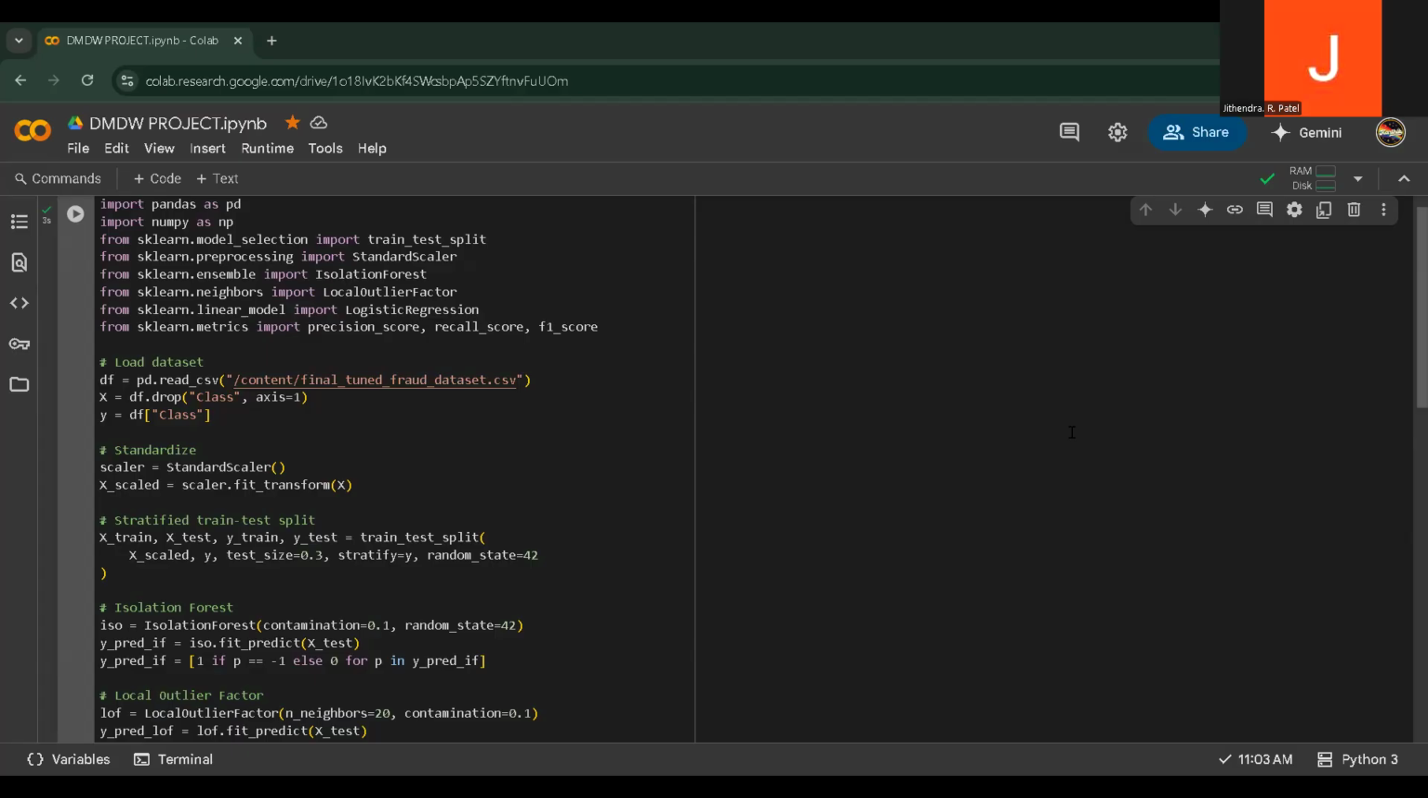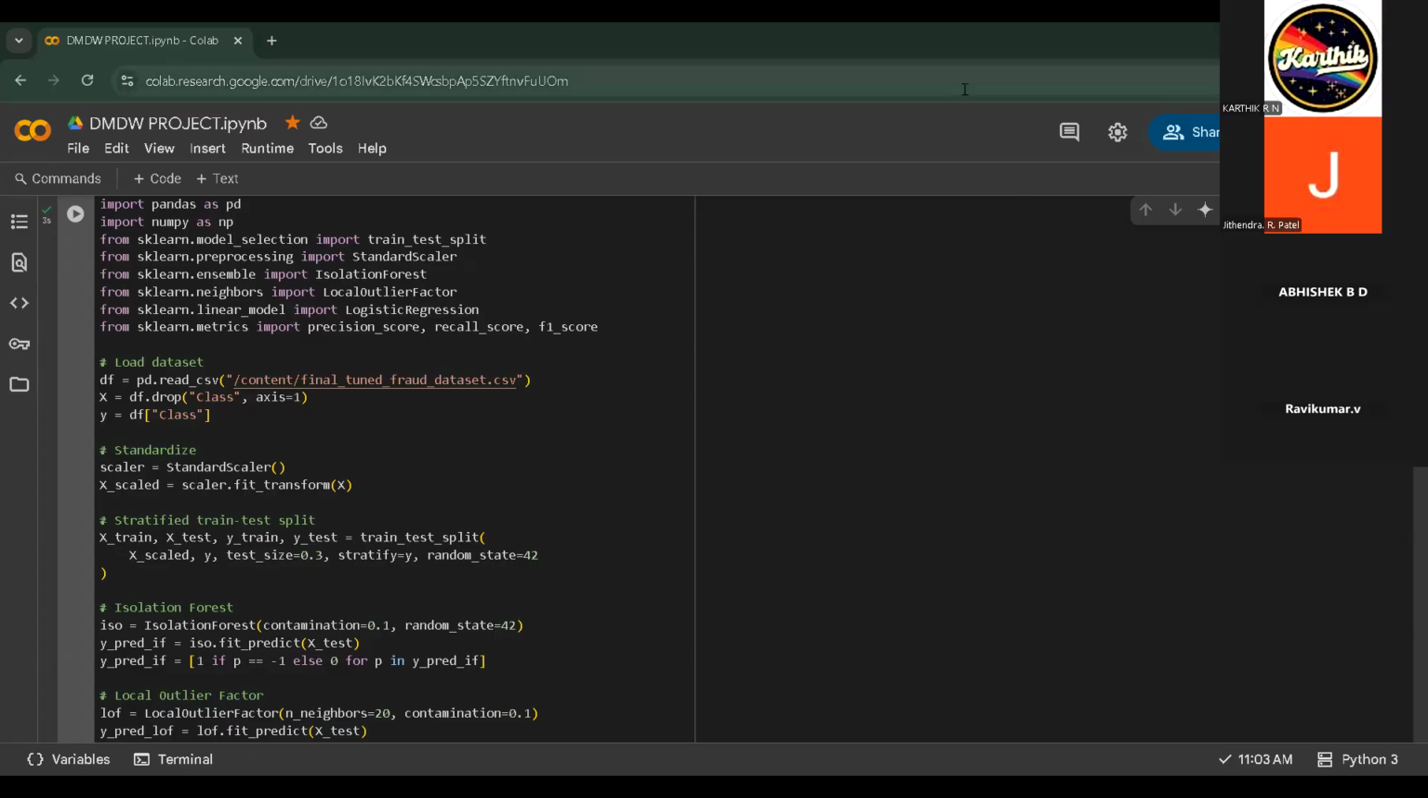Next, iso = IsolationForest(contamination=0.1, random_state=42). y_prediction_if = iso.fit.predict(X_test). Next, y_prediction_if = [1 if p == -1 else 0 for p in y_prediction_if]. It detects anomalies by isolating outliers. Contamination = 0.1 tells the model 10% of the data are expected to be anomalies, and converts the prediction -1 anomaly to fraud and 1 normal to 0.